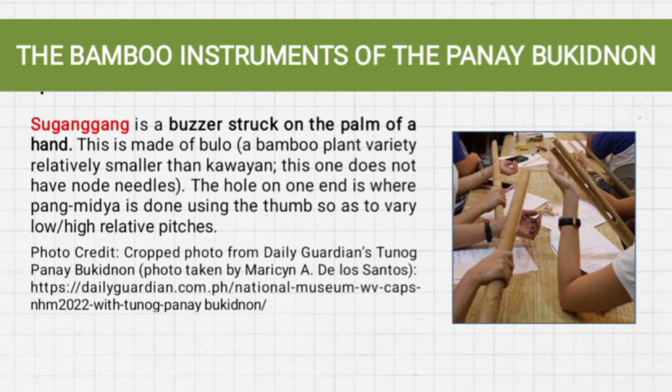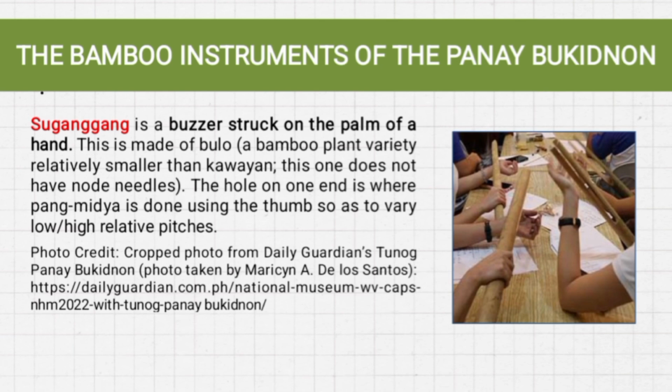So here we have the suganggang. It is defined that suganggang is a buzzer struck on the palm of a hand. This is made of bulo, a bamboo plant variety relatively smaller than kawayan. This one does not have needles. The hole on the end is where the pangmidya is done using the thumb so as to vary low and high relative pitches. So that is the example of the suganggang.